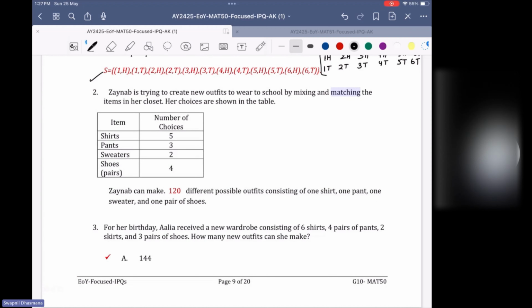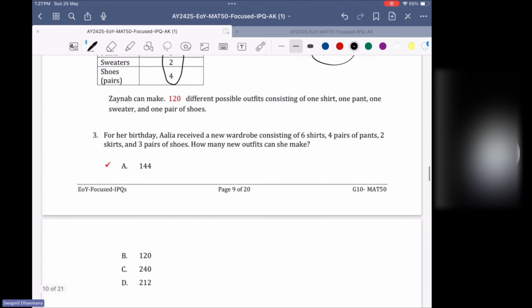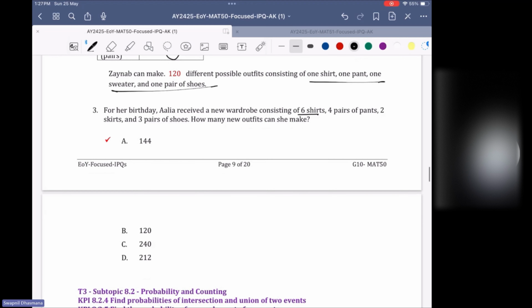For the second one, Zainab is trying to wear outfit. She will wear one of each. She has shirts, pants, sweaters, shoes. So all you have to do is multiply all of them, like 5 times, 3 times, 2 times, 4, and that will give you 120. 5 times 4 is 20, and 3 times 2 is 6. That's 120 different outfits.